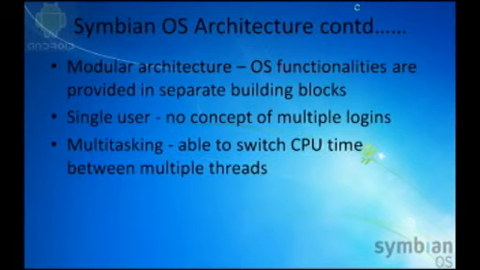Symbian operating system is single-user. Indeed, there is no concept of multiple logins to a Symbian smartphone, unlike Windows, Unix or traditional mainframe operating systems. In addition, it is multitasking, being able to switch CPU time between multiple threads, giving the user of the mobile phone the impression that multiple applications are running at the same time. Moreover, it is a preemptively multitasking operating system because it does not rely on one thread to relinquish CPU time to another, but reschedules threads by force, from a timer tick.